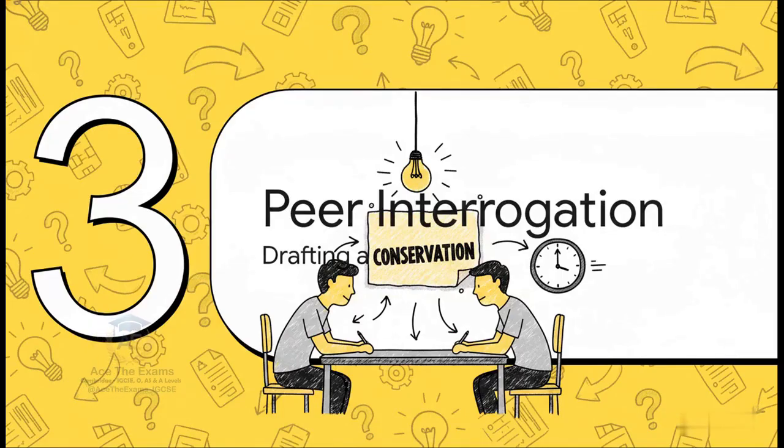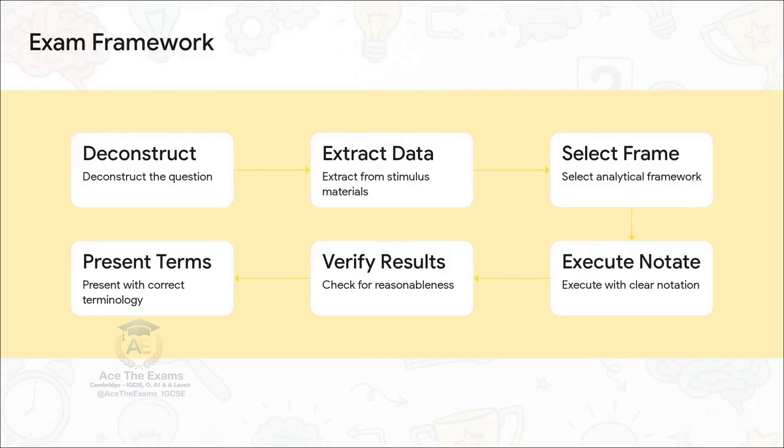Let's step into the peer interrogation debate. So we are looking through the glass of the peer interrogation room, and Agent Alex and Agent Sam are sitting at the table trying to stitch together an unassailable model response paragraph on the topic of conservation. And let me tell you, it's a mess in there right now.